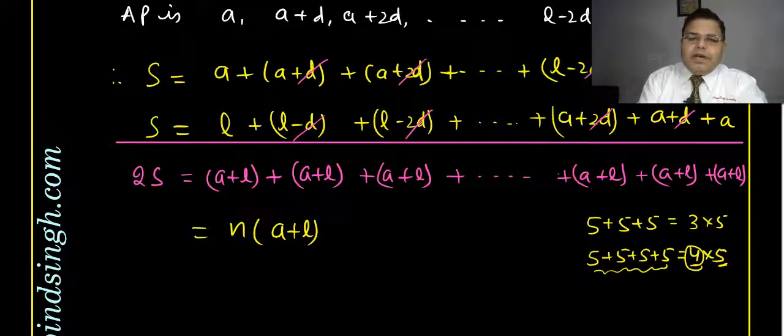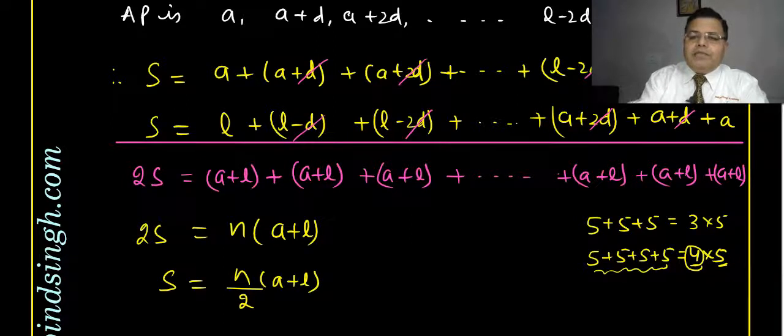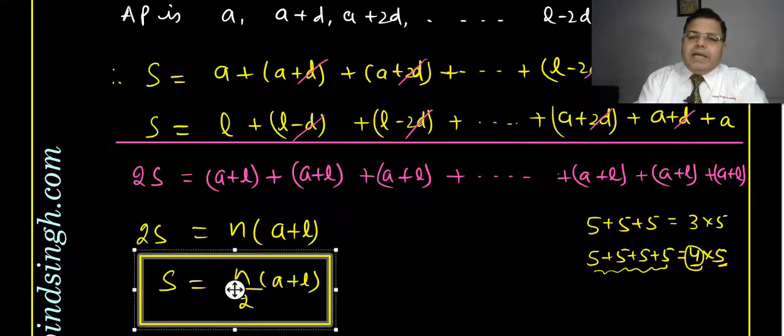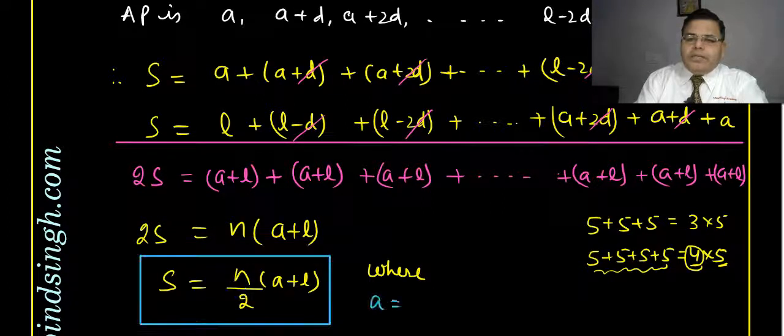So here, 2S is equal to n times A plus L. So S is equal to n by 2 into (A plus L). And this is one formula for the sum of the first n terms of an AP, where A is what?